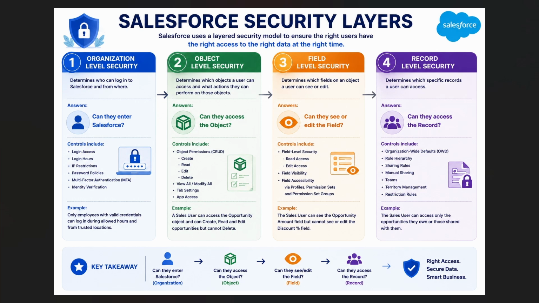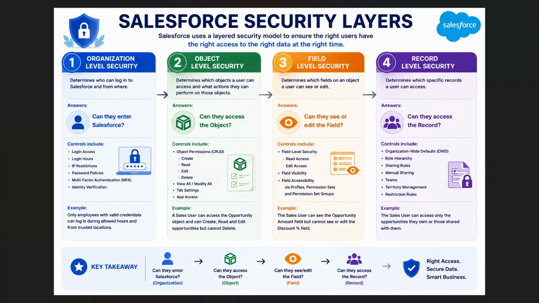That was the concept I want everyone watching these videos to remember. Salesforce security can be thought of as a series of questions. Can they enter Salesforce? Can they access the object? Can they see or edit the field? Can they access the record? If access fails at an earlier layer, the later layers can't simply grant access back. So if Rahul does not have access to the Opportunity object at all, giving him access to one specific opportunity record does not suddenly give him object access. Likewise, if Rahul can access the Employee object but the salary field is hidden from him, record access alone does not make the field visible.